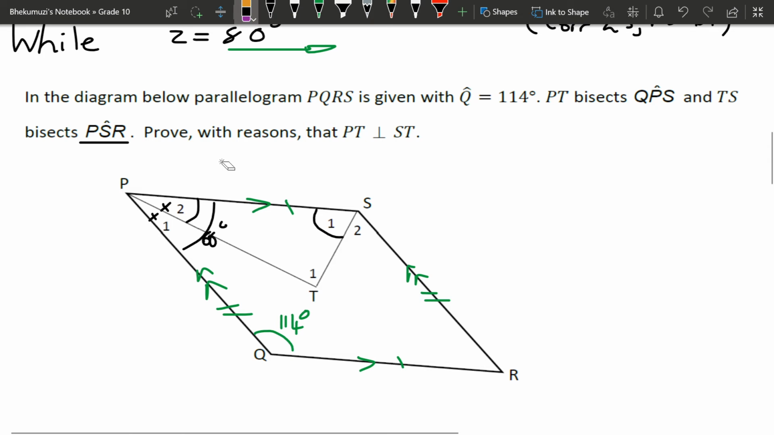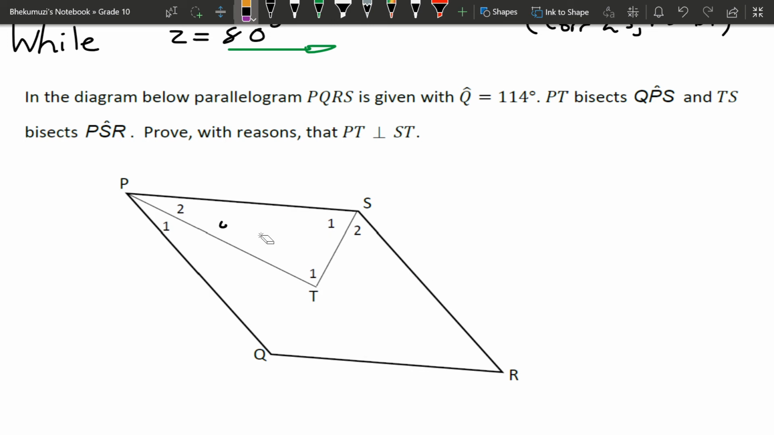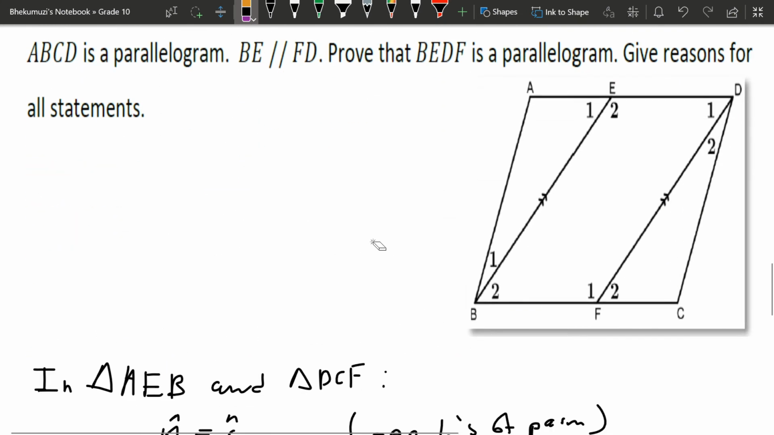But again, the information that you've been given is very important. So try your best to always highlight some of the information that you're given, that it could give you a good clue, but also at the same time, be careful of such things about bisections and so on, right? Okay, the last one here.